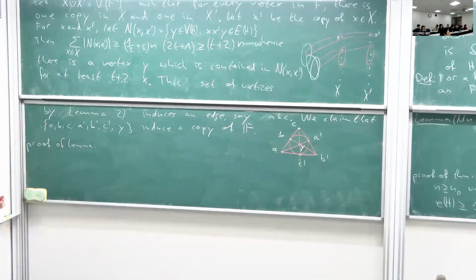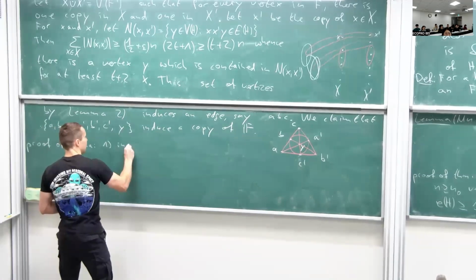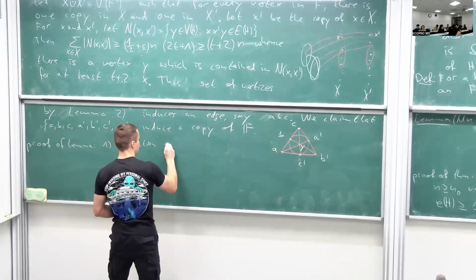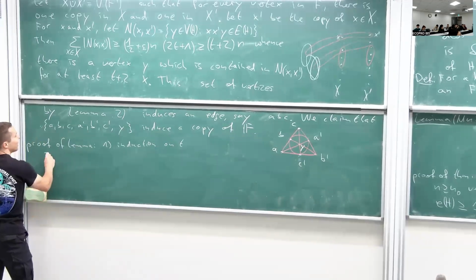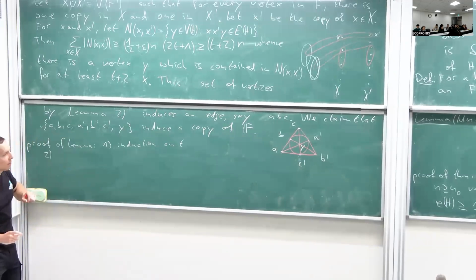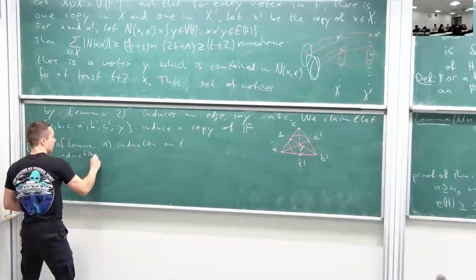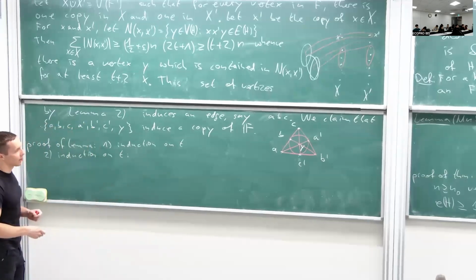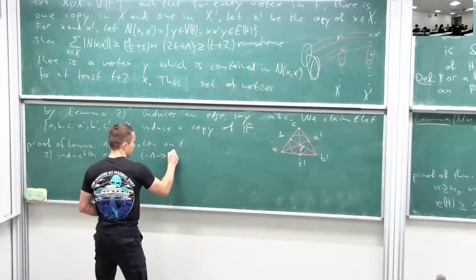So the first part is just induction on the number of vertices, on T. And I mean, all of them are induction on T, but not all are on vertices. So the second part, again, we do induction on T. And for the base case, you can just check it. So let's just do the step.